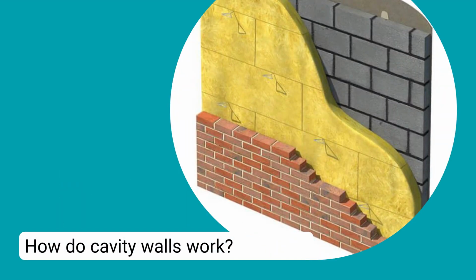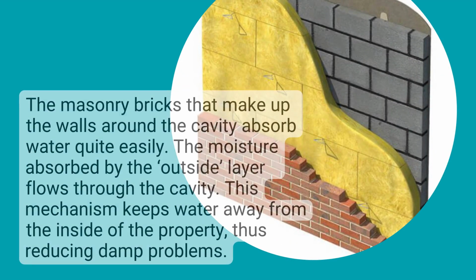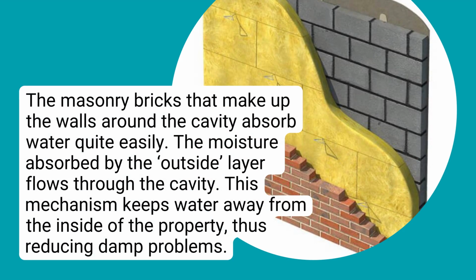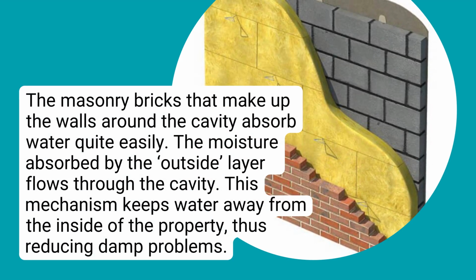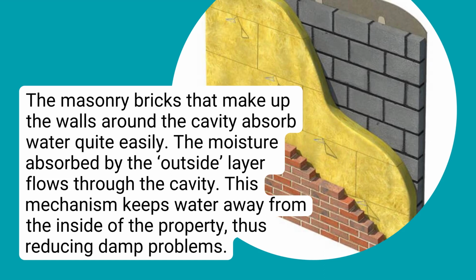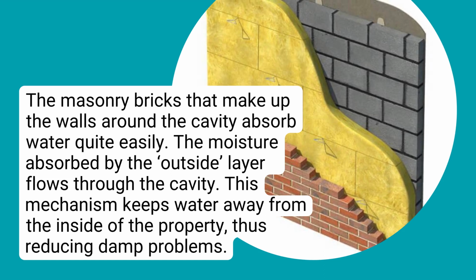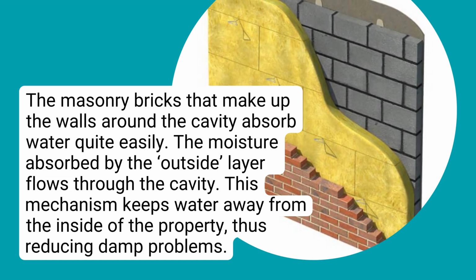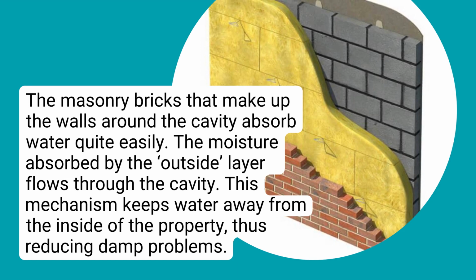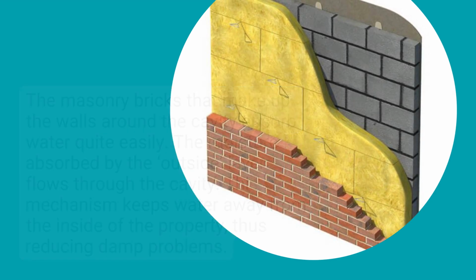How do cavity walls work? The masonry bricks that make up the walls around the cavity absorb water quite easily. The moisture absorbed by the outside layer flows through the cavity. This mechanism keeps water away from the inside of the property, thus reducing damp problems.